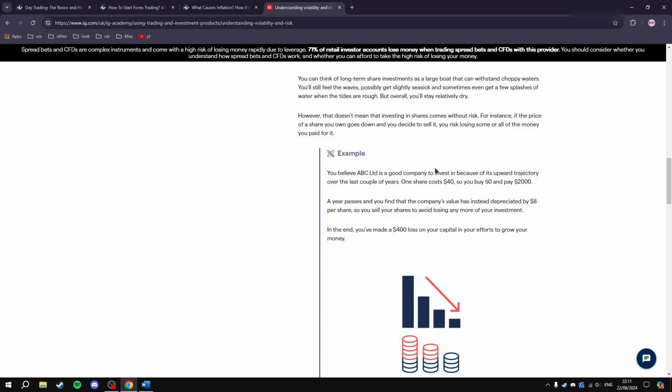However, that doesn't mean that investing in shares comes without risk. For instance, if the price of the share you own goes down and you decide to sell it, you risk losing some or all of the money you paid for it.